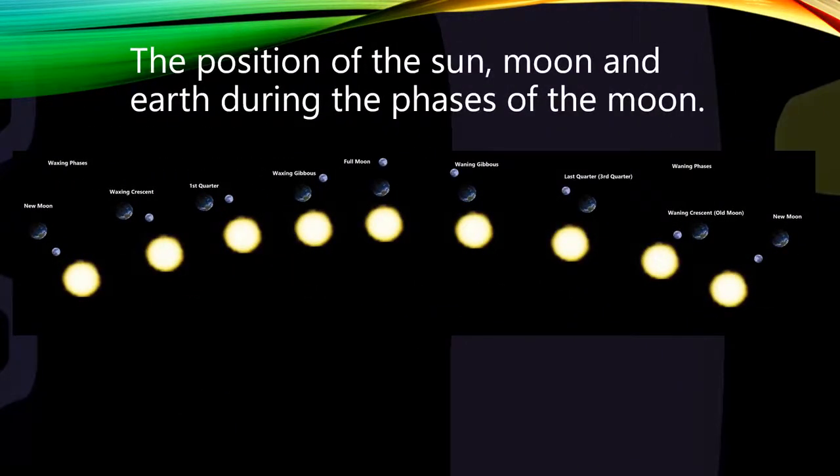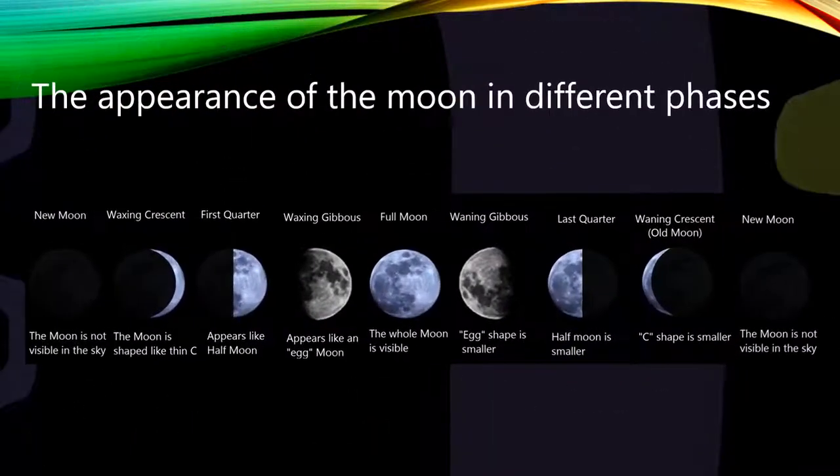This shows the position of the sun, moon, and earth during the phases of the moon. The appearance of the moon in different phases.